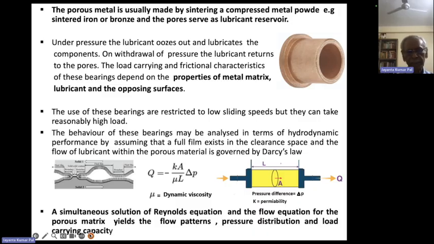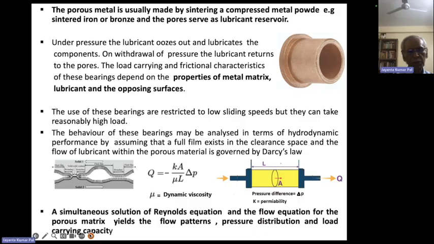They retain the lubricant until the load is applied onto them, and once the load comes, the lubricant oozes out, and then with the withdrawal of the load, the lubricant comes back.